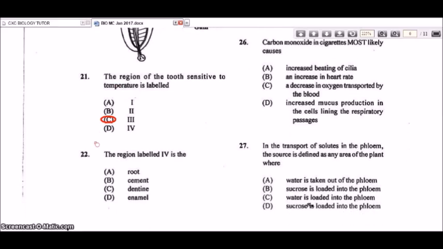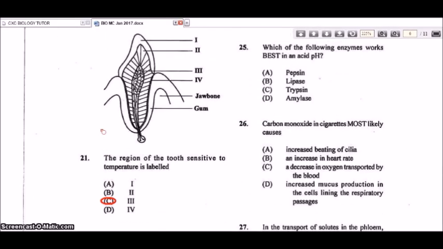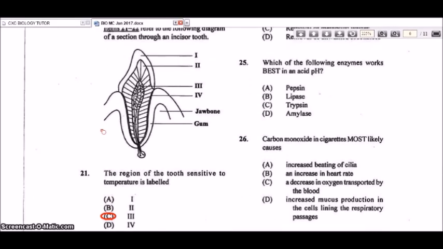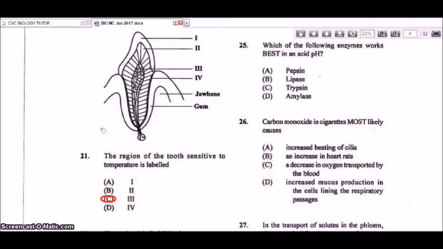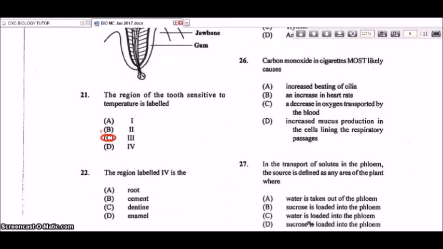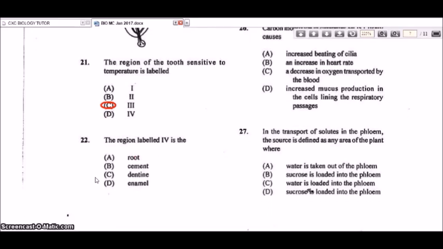Question 22, the region labeled 4. So going back to the diagram, 4 is pointing at that area in between the gum and the tooth. So that is going to hold the tooth into place. So it would have to be the cement. So the cement, or the cementum, to hold the tooth into position.